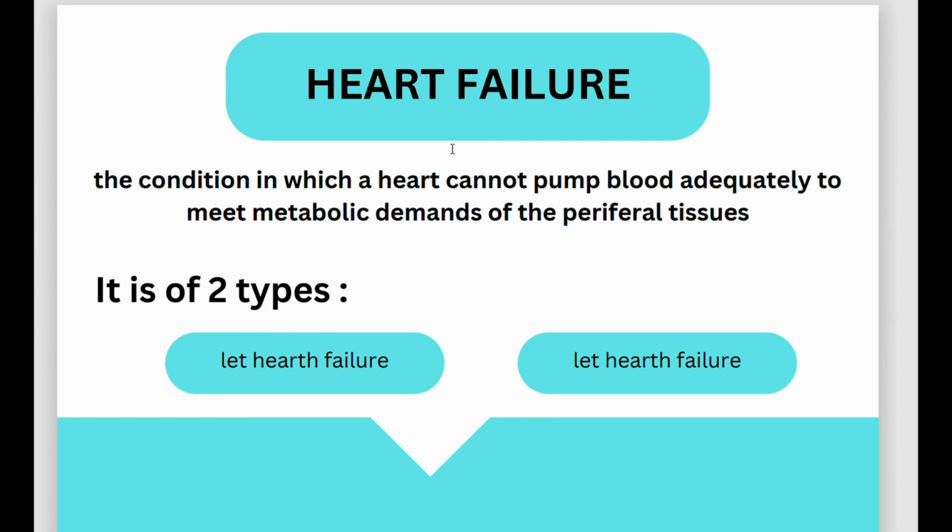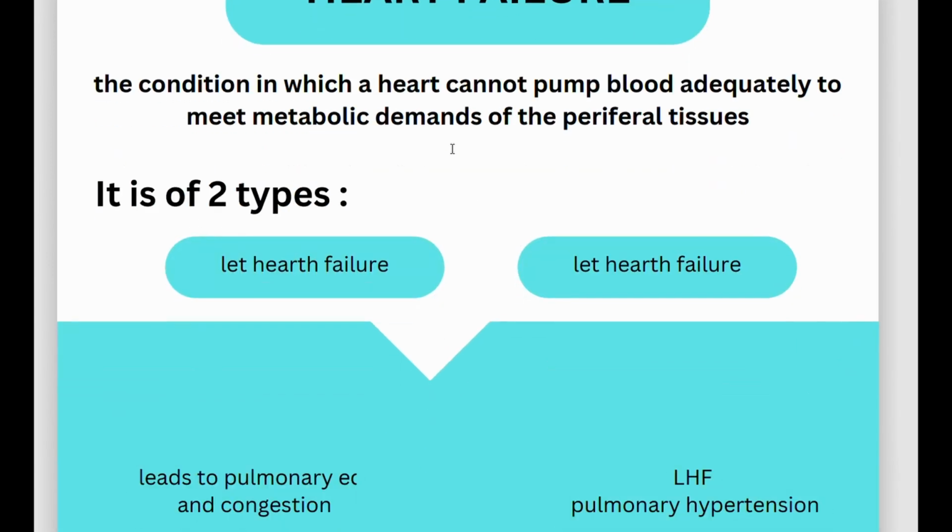And this heart failure is of two types. First one is left heart failure, and second one is right heart failure. There are two types of heart failures, and there are different types of situations which we can see in left heart failures and right heart failures. So first let's deal with left heart failure.